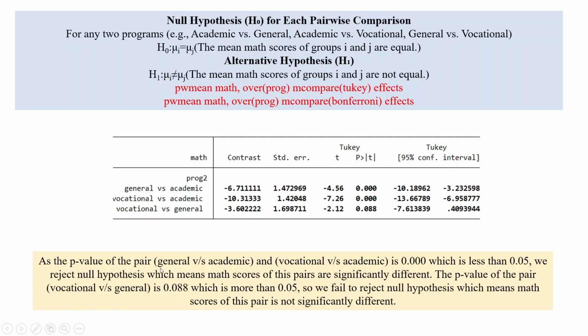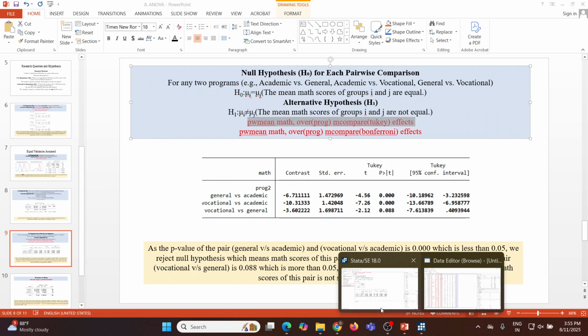As the p-value of the pairs general versus academic, and vocational versus academic is 0.00, which is less than 0.05, we reject the null hypothesis, which means that the math scores of these pairs are significantly different. How much is the difference? -6 and -10. The p-value of the pair vocational versus general is 0.088, which is more than 0.05. So we fail to reject the null hypothesis, which means that the math score of this pair is not significantly different. The same I can run for Bonferroni also.